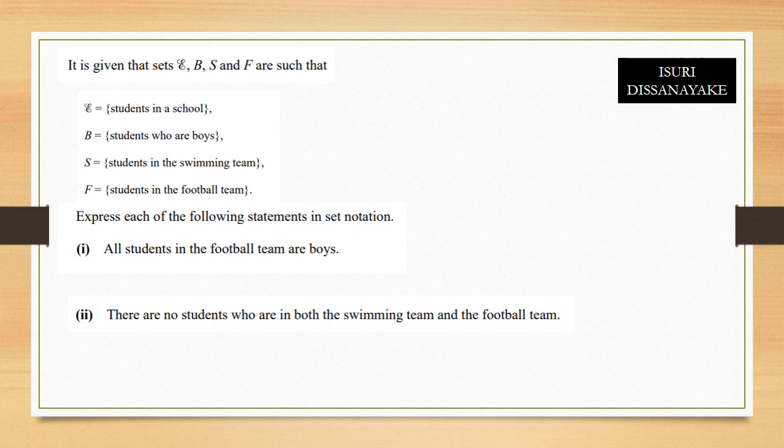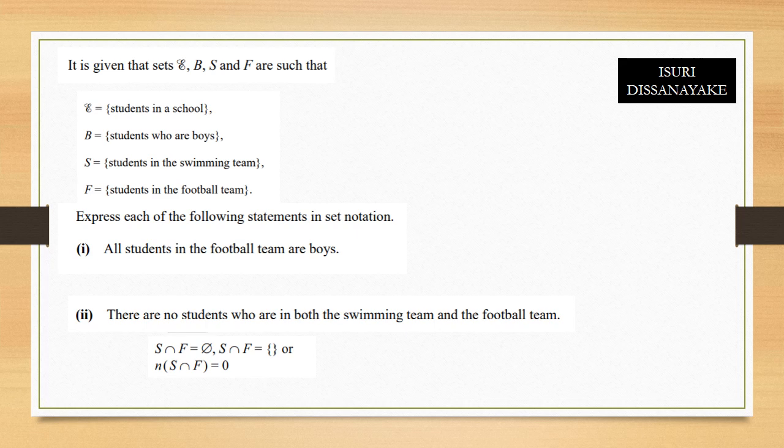Next, there are no students who are in both the swimming team and the football team. When they say there are no students common to both, we call it a disjoint set or a null set. So you have to write the relationship between the swimming team and the football team as a null set. You can write it in different ways. You can show that S intersection F is a null set with the symbol, or else you can keep it with empty curly brackets, or you can say that the number of elements in S intersection F is equal to 0. You can use any of the three methods to symbolize that there are no common elements for the swimming team and the football team.